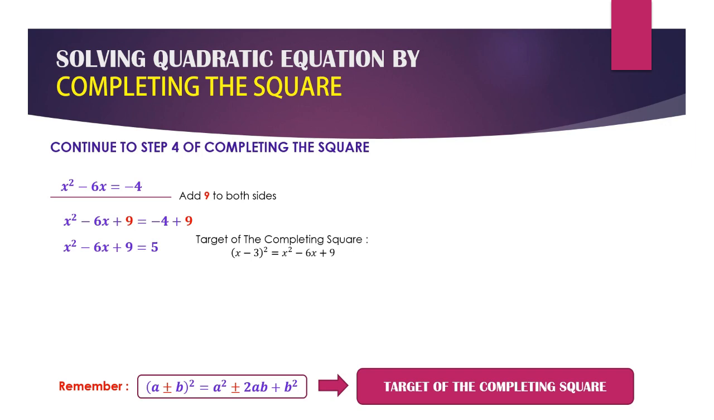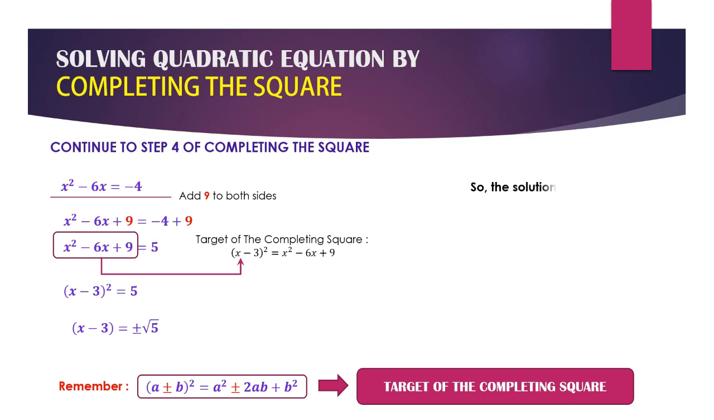The target of completing the square is that x minus 3 squared equals x squared minus 6x plus 9. You got it right for this square? Okay. So x minus 3 squared equals 5. So x minus 3 equals plus or minus root of 5.